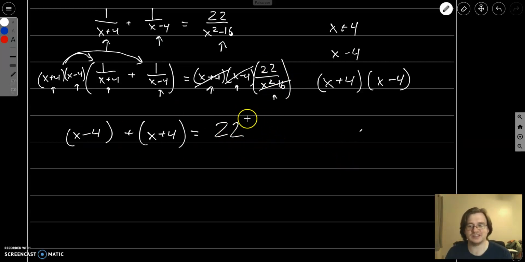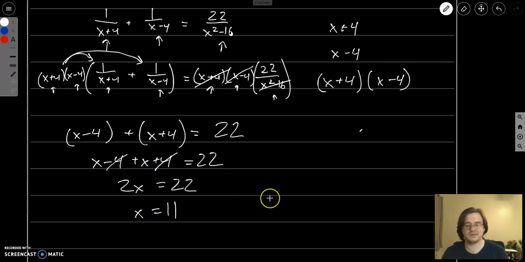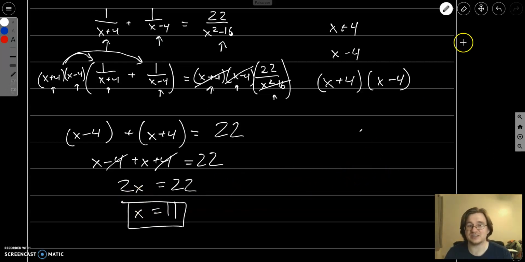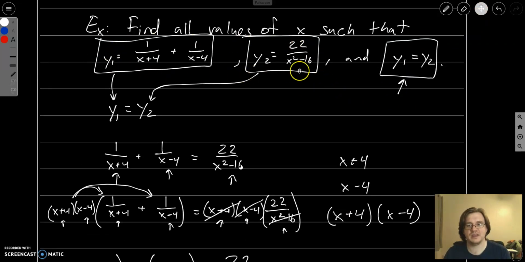This question was written in such a way that everything will cancel very easily. So x minus 4 plus x plus 4 is equal to 22. X minus 4, x plus 4, I've got two x's. Minus 4 and plus 4 cancel, and x is going to be 11. So just like in the last question, we should make sure, is this actually a solution? So we should plug this back up in here and see if we get the same thing on both sides.